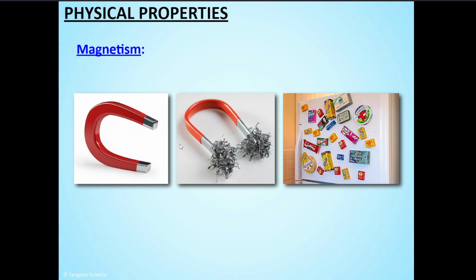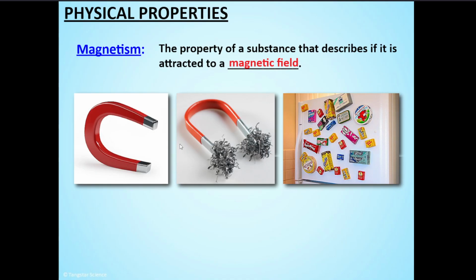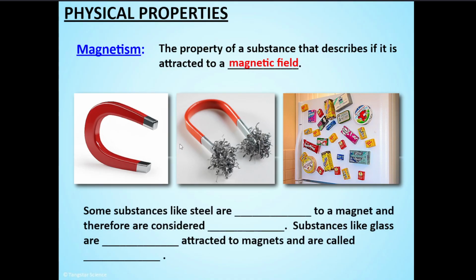Next physical property, and I hate that I'm just going through these really quickly, but I'm trying to make the video a little shorter. So magnetism describes whether a substance is attracted to a magnetic field. Steel is attracted to a magnet and is considered magnetic. Glass, on the other hand, is not attracted, and therefore it is not magnetic.